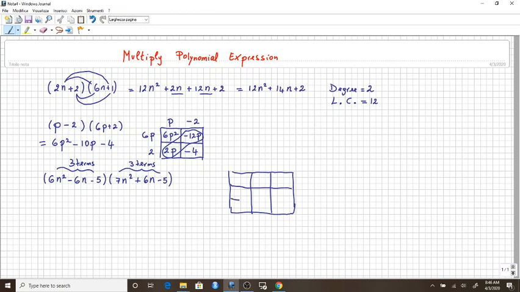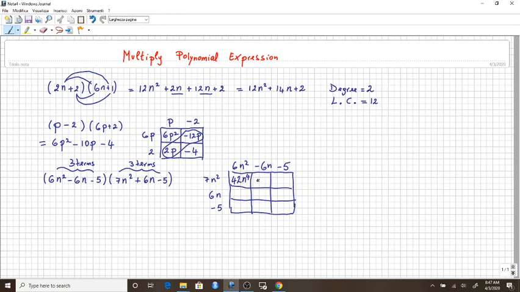And then we write one polynomial expression at the top and one on the side. So 6n squared minus 6n minus 5. And then on the side we have 7n squared plus 6n and then minus 5. Alright, so let's see what we get from here. 7n squared times 6n squared will multiply to 42n to the power of 4.